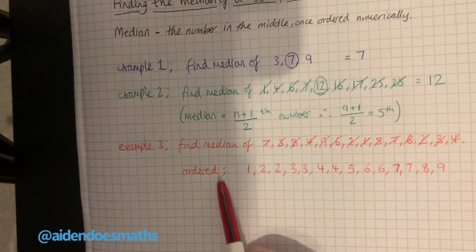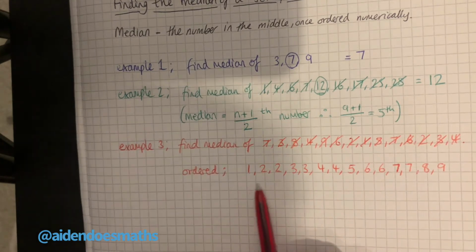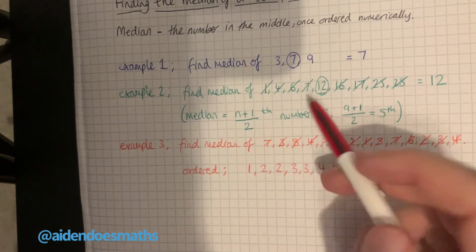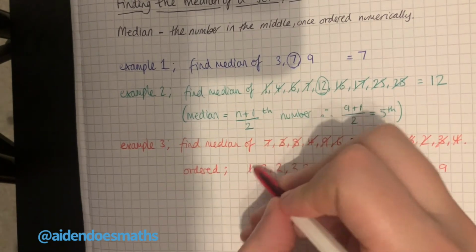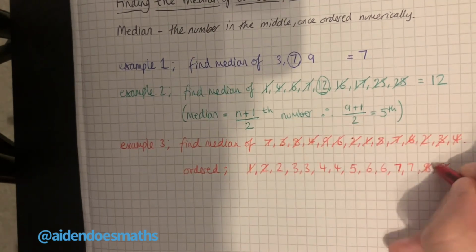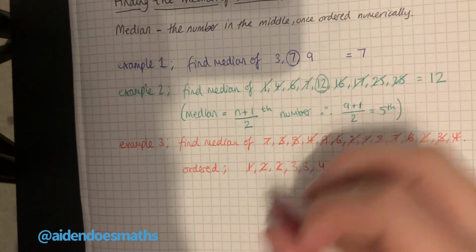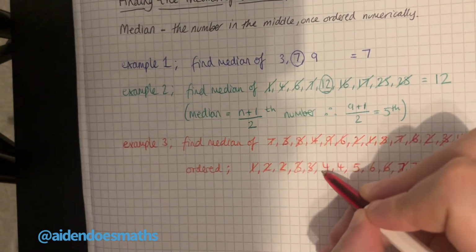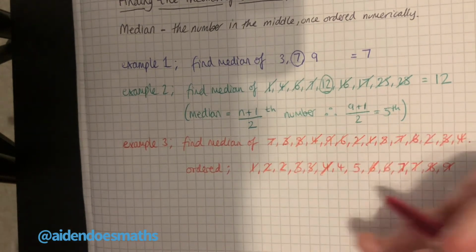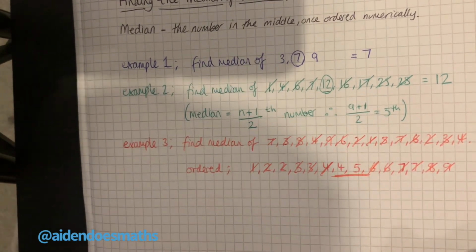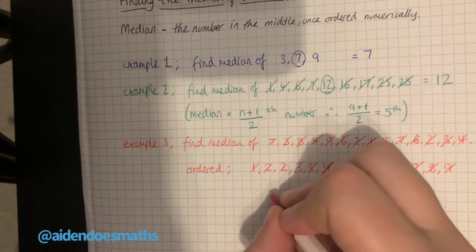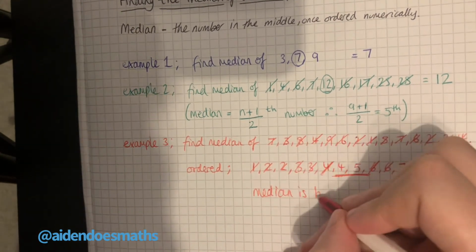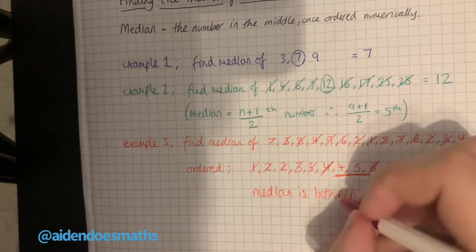Okay, so if we look here, these numbers are now in order. Some of them are repeated, it doesn't matter. Our next step, we're going to go with this method here where we're crossing out 1 either side. So we're going to keep doing that until we're left with 1 or 2 in the middle. And you'll notice here we've got 2 left in the middle. So rather than crossing both of those out, we're going to say that our median is between 4 and 5.